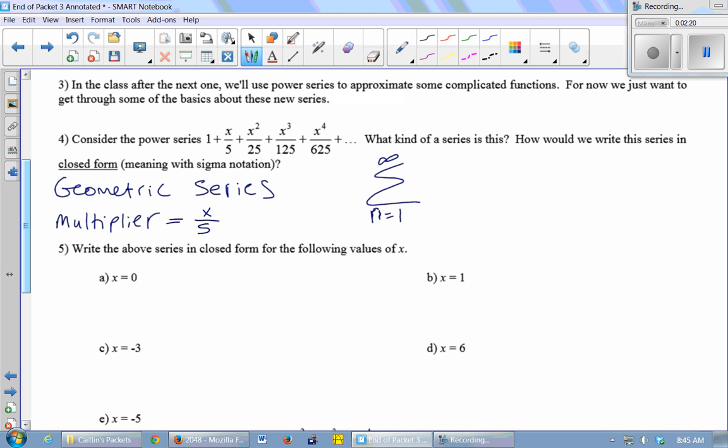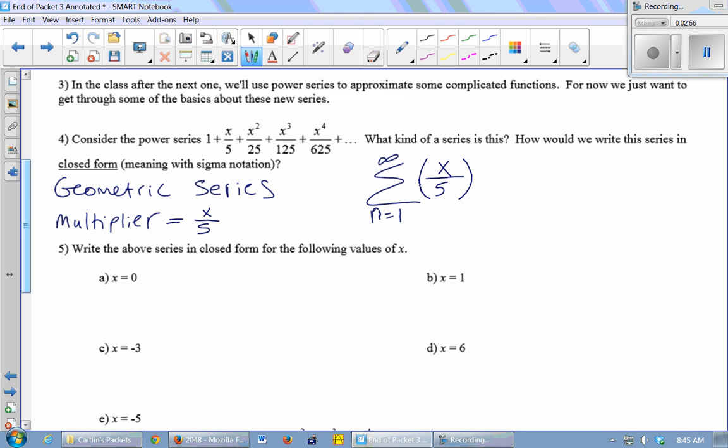And then what would I do? Need a formula for a general term. It's always going to be x to the something over 5 to the something, right? These are always x over 5s, and then we just have to raise it to a power. Right? So what power do I want to raise it to? n is a good option.